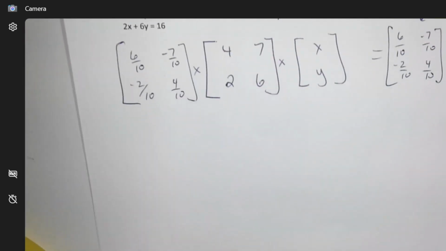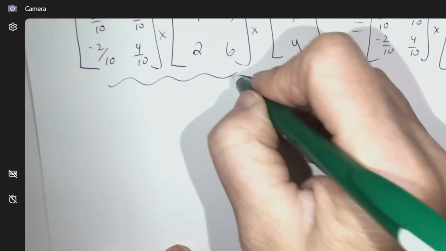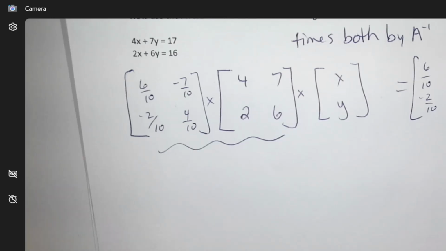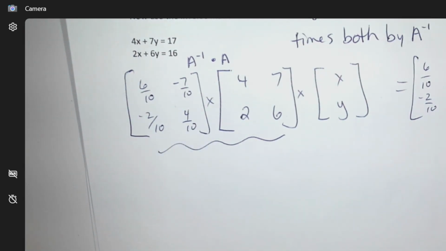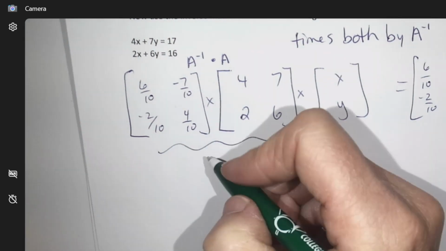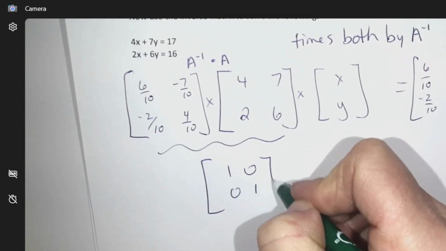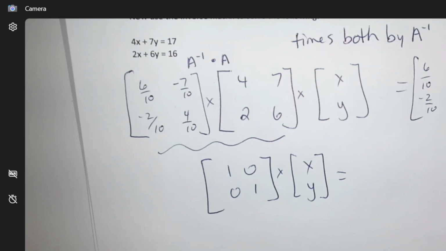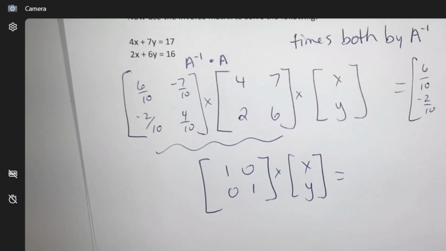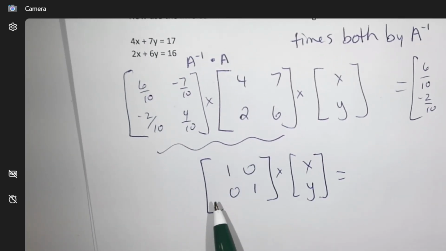Okay, now we could multiply this out, but what did we prove inverses and originals do? So if this is A inverse and this is A, what should they make when I multiply them? Identity. Okay, you can totally do it the long way, but it should equal that if you've done it right. Okay, here we go.